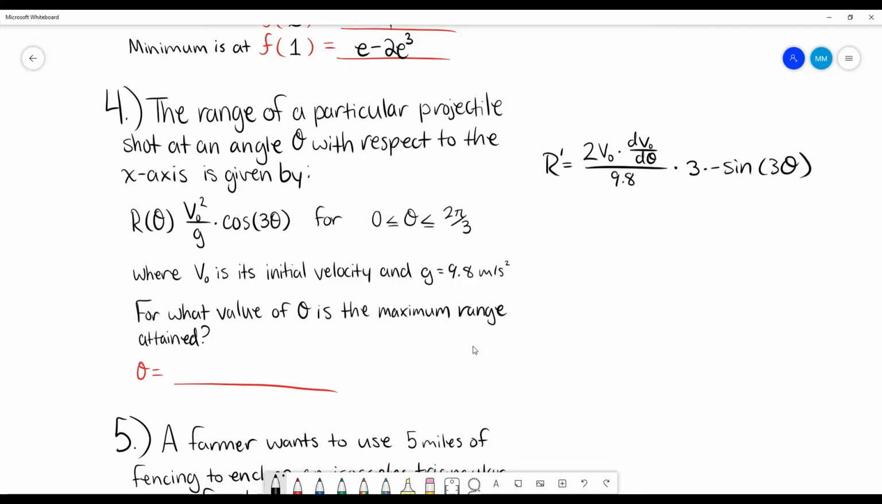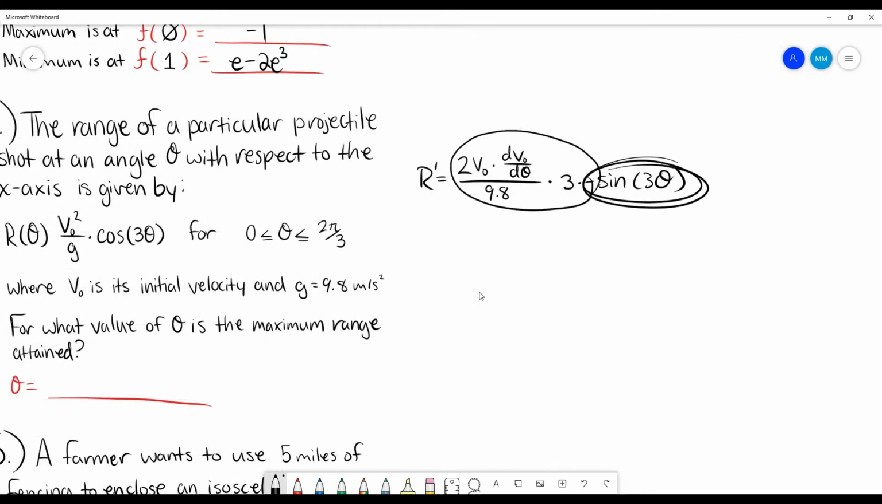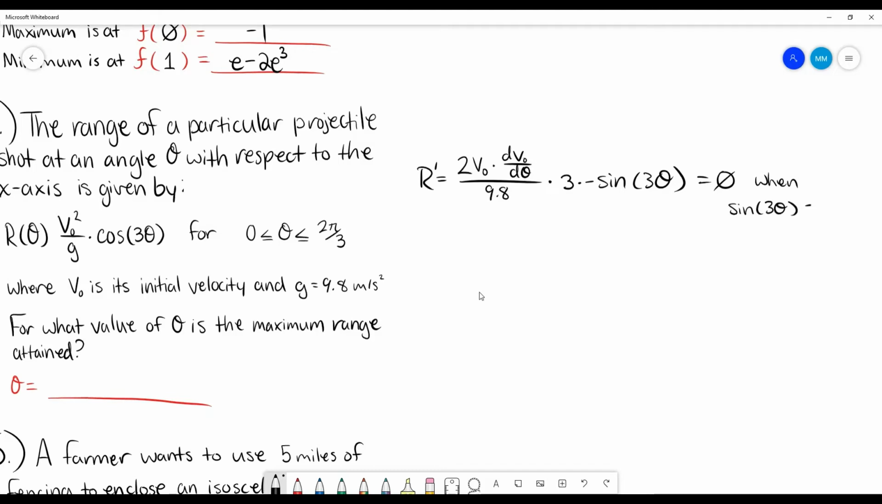Okay, so now you might be wondering what we do with our v0 and our dv0 d theta. The answer is nothing. Quite literally, none of this bit matters, because all we care about is when the derivative of our function is going to equal 0. And that happens when sine of 3 theta equals 0. So now we just have to figure out when sine of 3 theta equals 0.